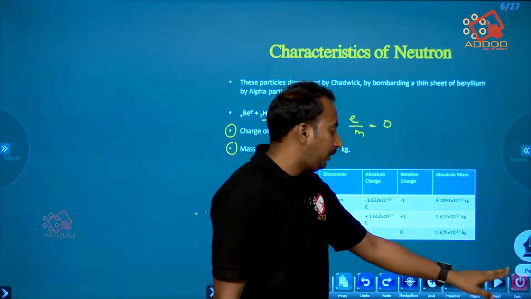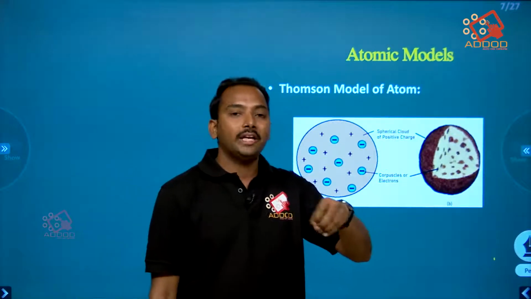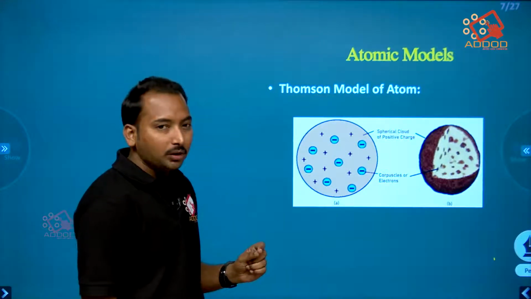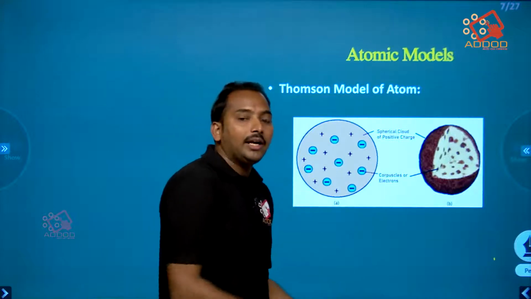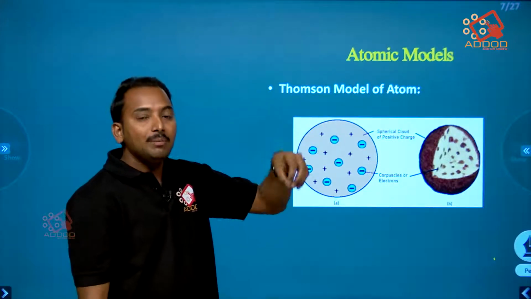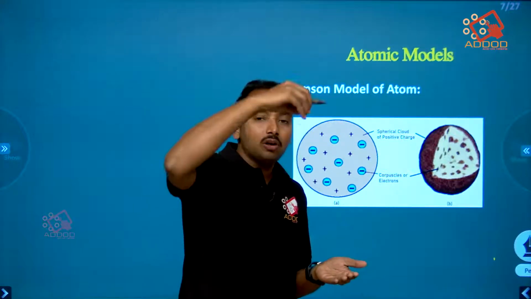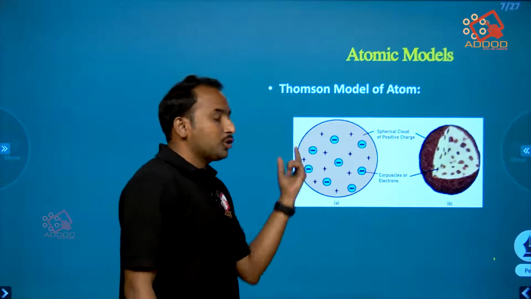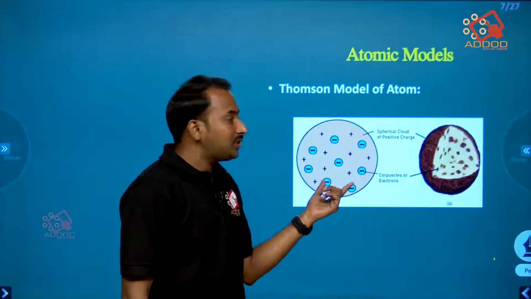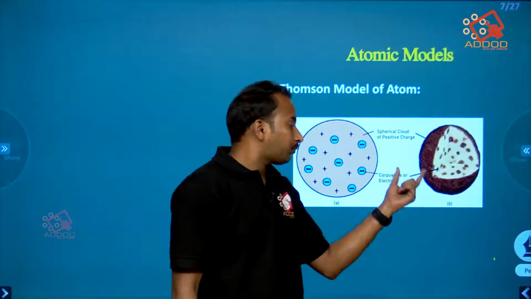Next, let us discuss the atomic models, in which the charged particles are arranged in the atom. The first one is the Thomson model of the atom. According to J.J. Thomson, the atom has a spherical shape, the positive charge is distributed uniformly, and the electrons are embedded in it. Embedded means like the seeds in a watermelon, the electrons are embedded in the whole positive charge of the atom. This gives stability to the atom. This is the Thomson model. It resembles a watermelon, so it is called the watermelon model.